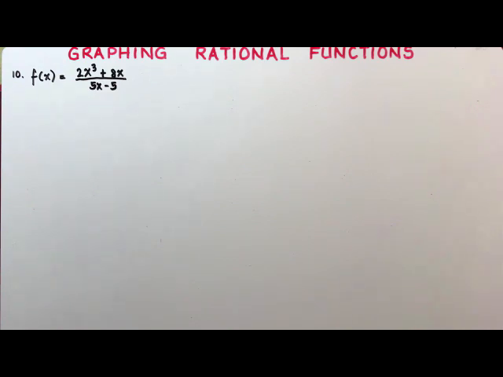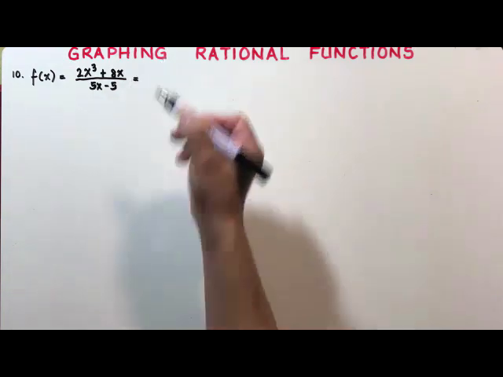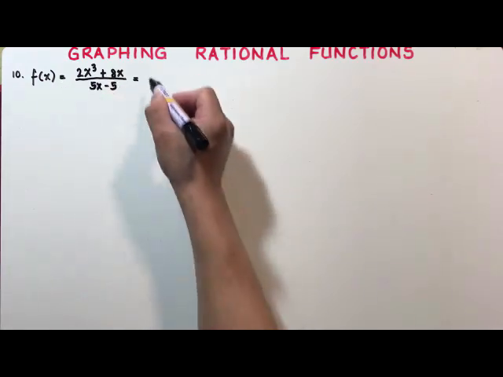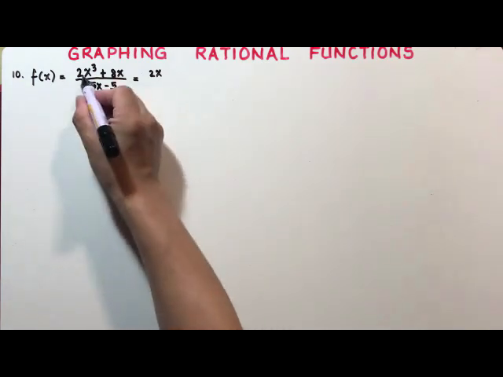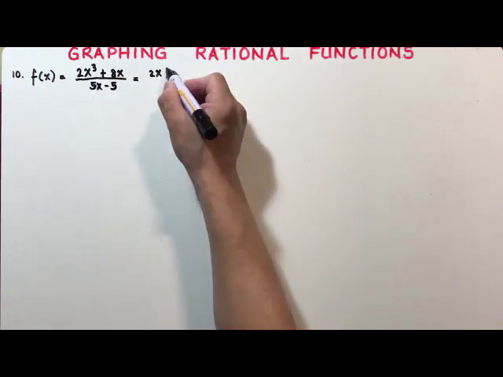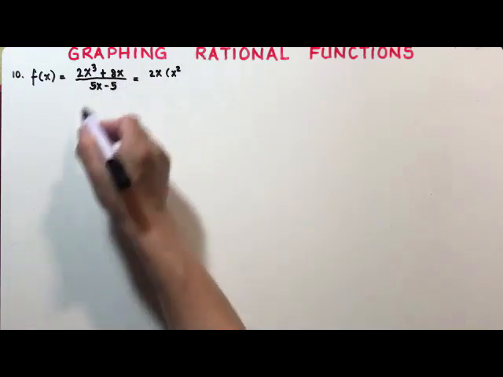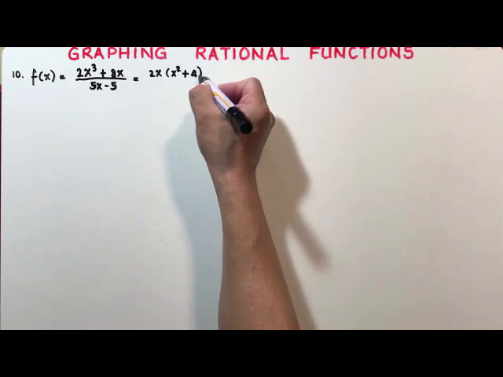there is a point of discontinuity of the function. Now, how do we know the point of discontinuity? Is to look for the common factor between the numerator and the denominator. So, factoring the numerator, we have a common factor of 2x. So, 2x cubed divided by 2x is x squared. And 8x divided by 2x is positive 4.